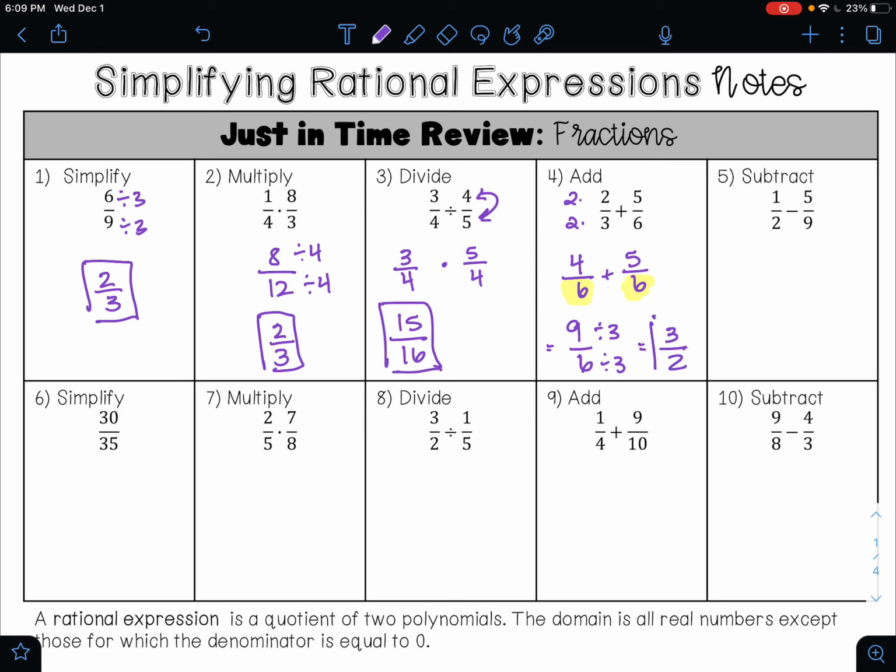Now, improper fractions are not a bad thing. In Algebra 2 and higher, we love improper fractions. They're great. There is no need to change these into mixed numbers. Improper fractions are just fine.